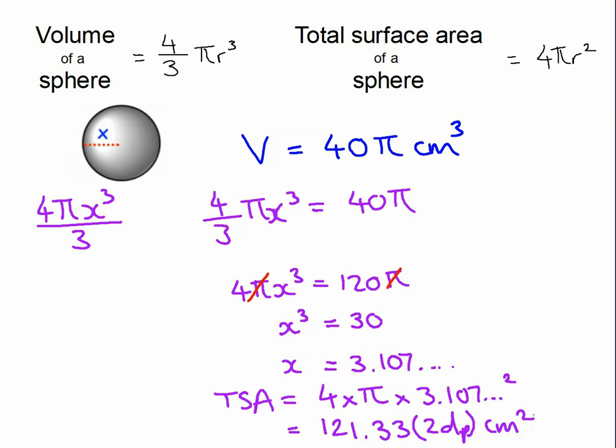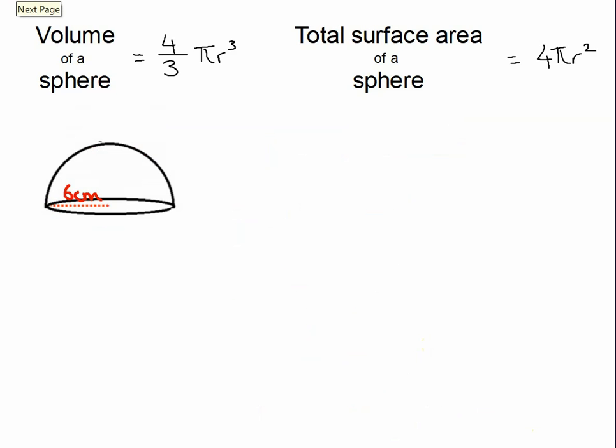Okay, so they could just ask you to find the radius, they could ask you to find the diameter. In that instance, we would have times this answer by 2, or even better, total surface area. They can't really ask you anything other than that. Let's look at another one.